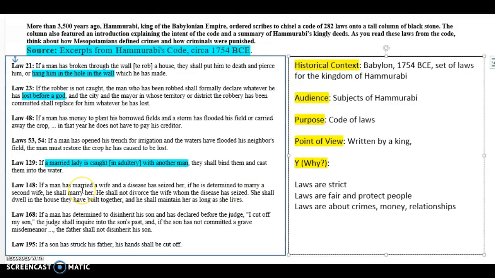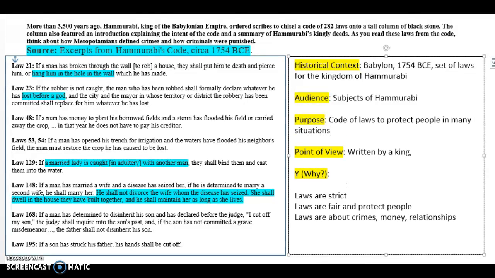So it sounds like the man is in charge because the man gets to remarry, but in 129, the woman definitely not. But he shall not divorce the wife whom the disease has seized, so it sounds like they're still trying to be fair. So as we're looking back and trying to figure out our main idea, it sounds like the purpose of the code of laws is to protect people in lots of situations, right? We've seen laws about robbery, laws about crops, laws about relationships. So laws are to protect people in many situations.